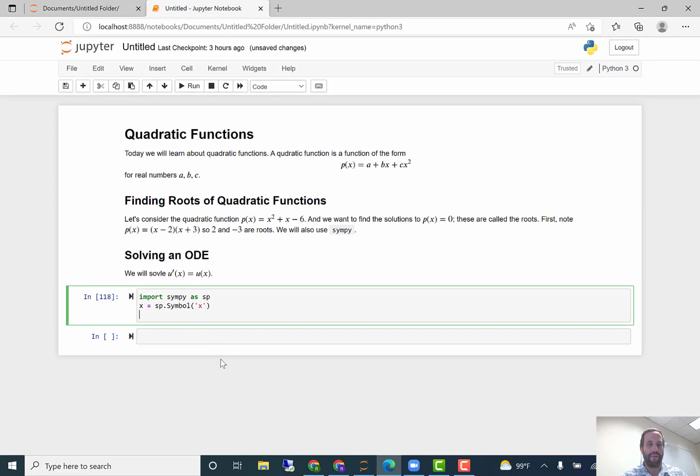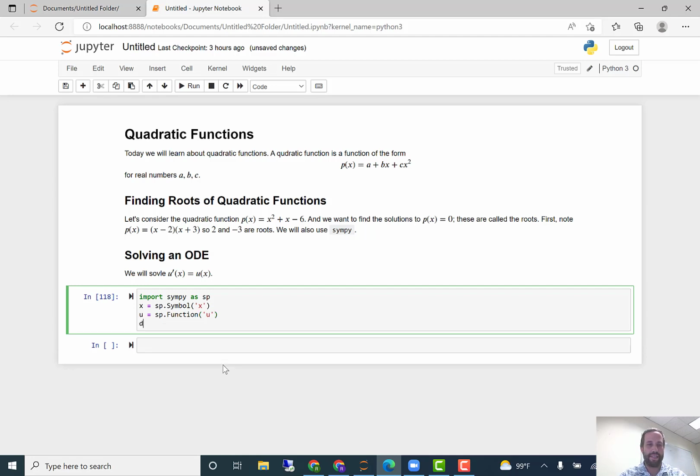Okay, so our independent variable is going to be x. Our unknown function is u, so we're going to call this a function, so sp.Function, like this. And then I'm going to say du, that's going to be the derivative, and I'm going to write sp.diff. And to do this, I need to write u of x and then x. So this says take the derivative of u of x with respect to x.